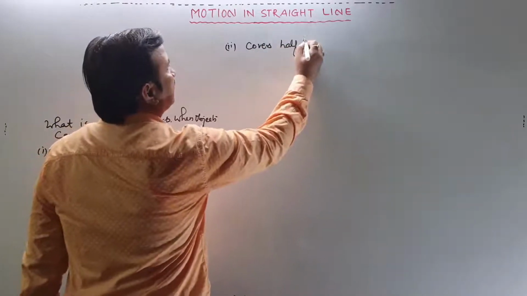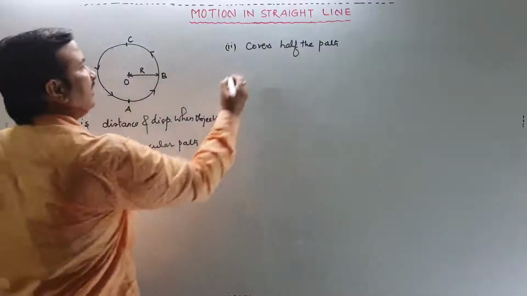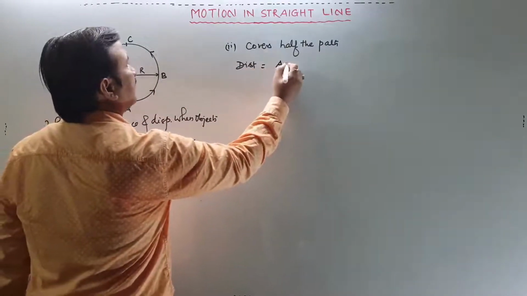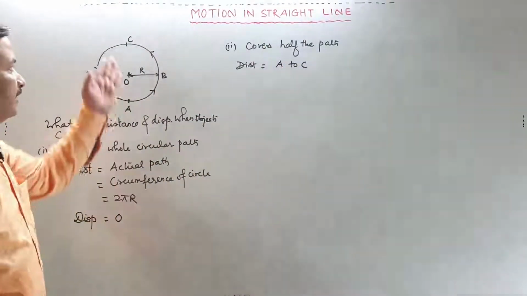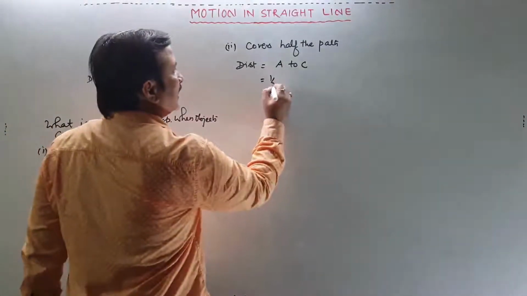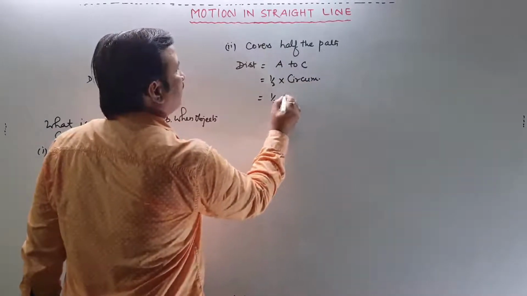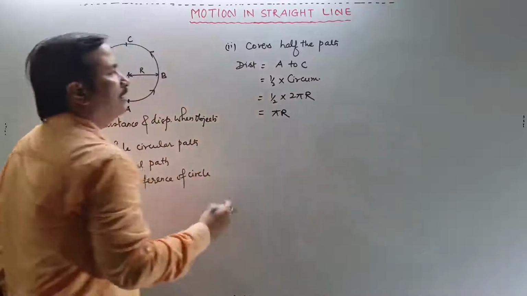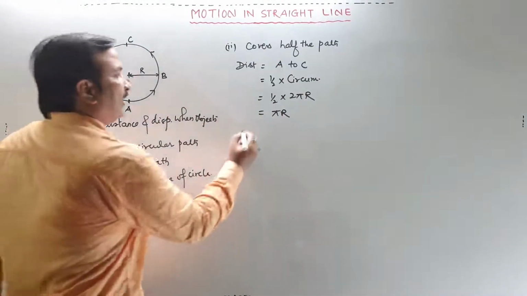half the path, that means it reaches A to C। कितना, circumference का आधा, half of the circumference, it is half into circumference which is half into 2 pi r which is equal to pi r units you can write। What about displacement?